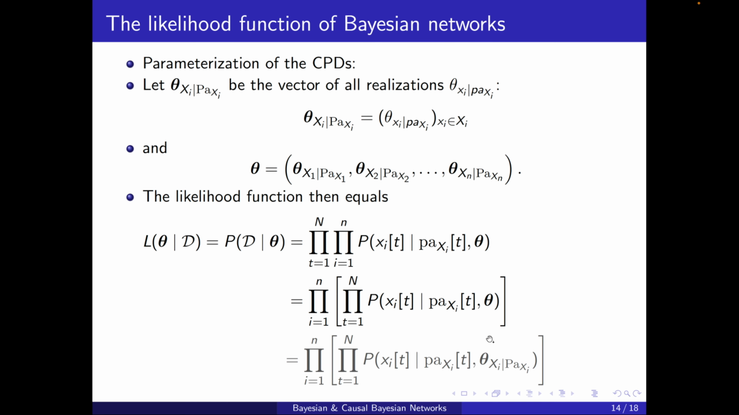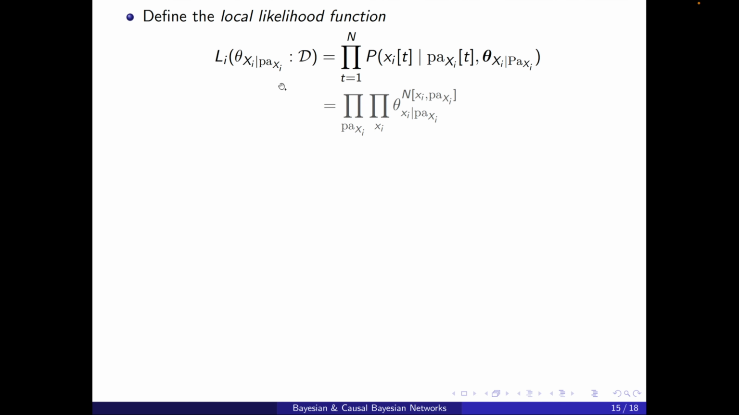Just before that, note that this term, the probability of xi condition on parents of xi, doesn't depend on all of these thetas. It only depends on its corresponding theta, xi condition on parents of xi. So with that being said, I have the local likelihood defined as xi condition on its parent at all the instances being multiplied, t1 to n, with this parameter. Okay, and this, we can further simplify.